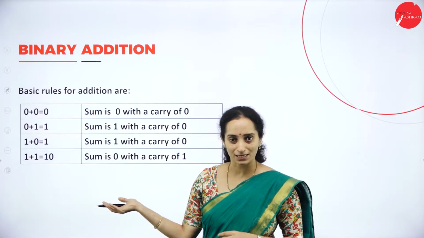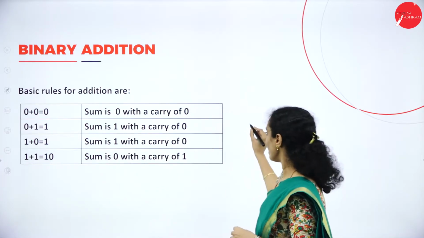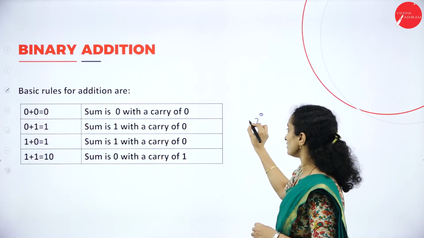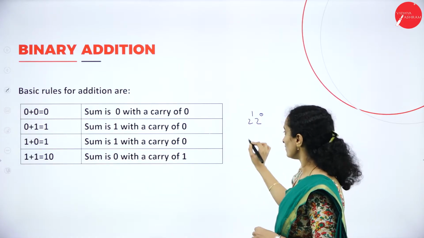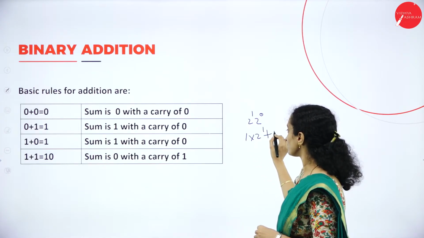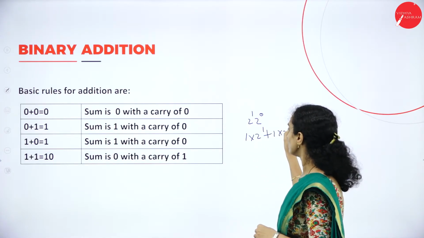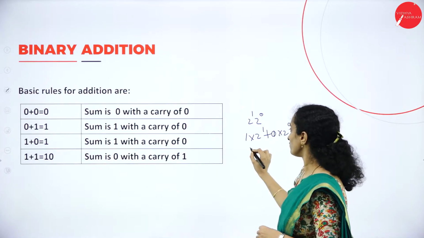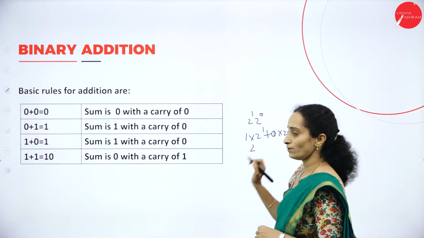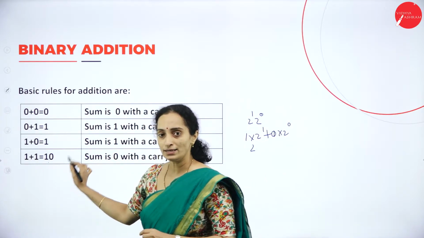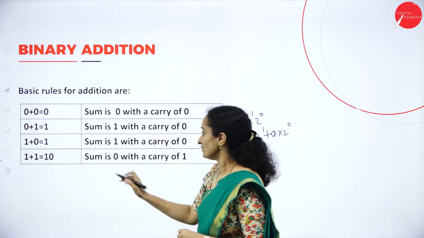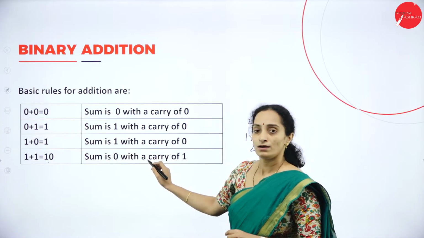2 can be represented as 1 0. We have seen 2 to the power of 0, 2 to the power of 1, is it not? 1 0 will result in 1 into 2 to the power of 1 plus 0 into 2 to the power of 0, which will be 2 plus 0. Again, it is 2. 2 can be represented as 1 0.